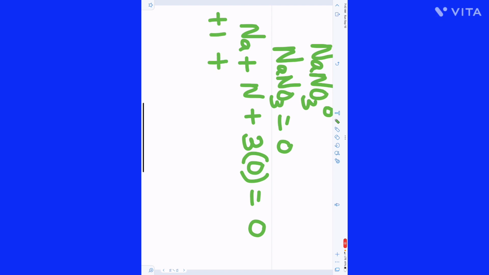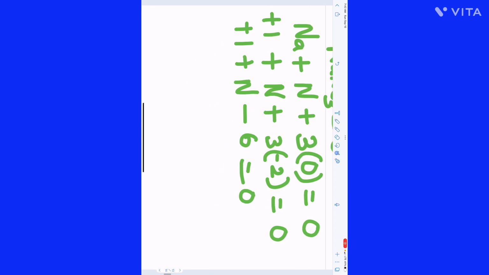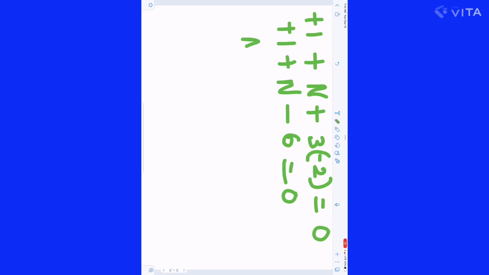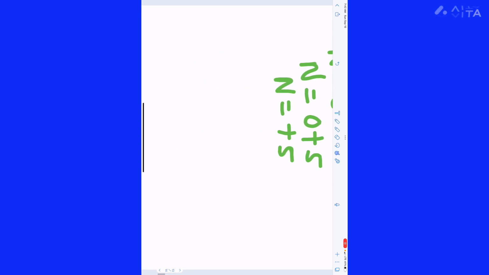Sodium is in group 1. Its charge is +1. Oxygen is always -2, except in peroxide. This compound is not a peroxide, so oxygen will be -2 in it. That's -6, and the total is 0. That gives you what? N plus 1 minus 6 is 0. N minus 5 is 0. N is 0 plus 5. N is what? +5.